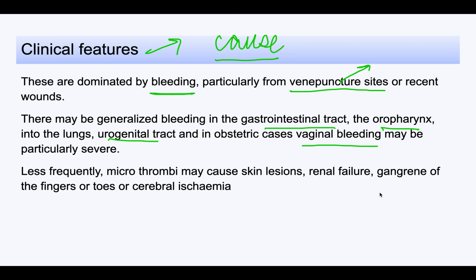Also, because lots and lots of microthrombi are formed in the body, these thrombi can block peripheral vessels. They can cause skin lesions, and they can cause gangrene of the fingers and toes, because they are blocking the peripheral vessels.